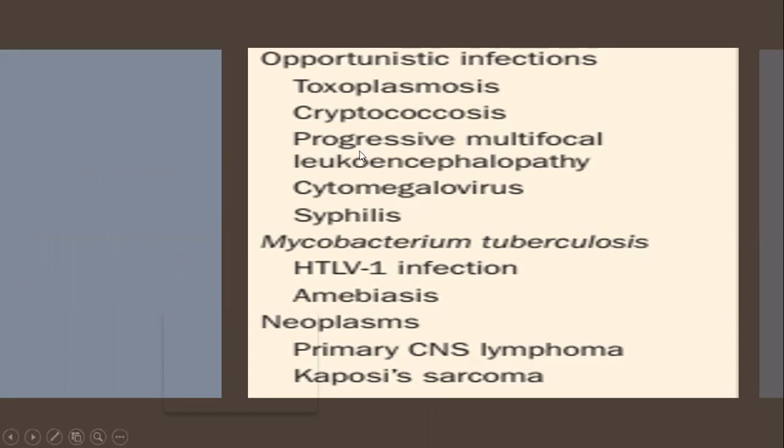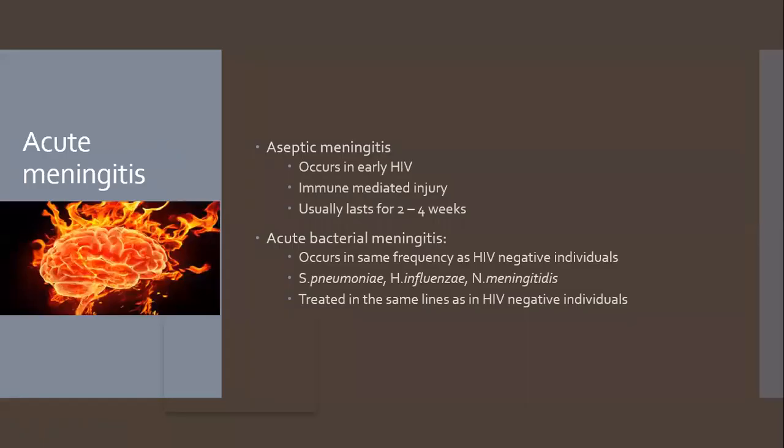If you have to remember about opportunistic infection, there are 5. Toxoplasmosis, cryptococcosis, PML, which is caused by JC virus, cytomegalovirus, which mainly causes retinitis, and syphilis, which is neurosyphilis. So toxoplasmosis, cryptococcosis, progressive multifocal leukoencephalopathy, cytomegalovirus, syphilis. At least remember the first one. Of course, TB also can occur.